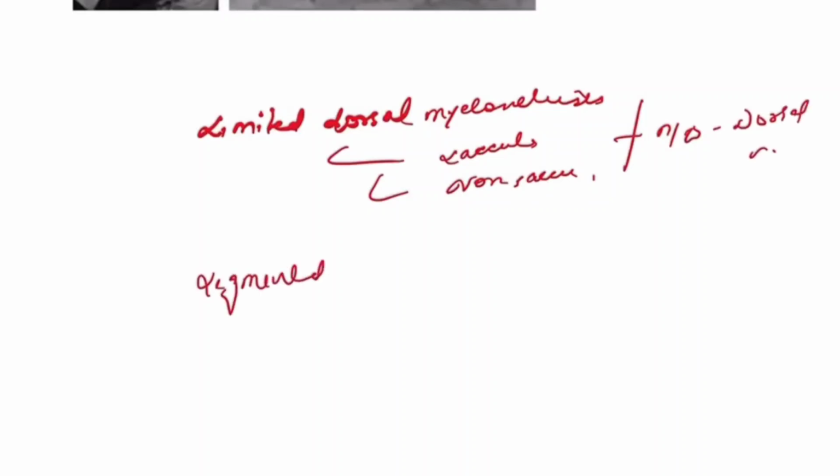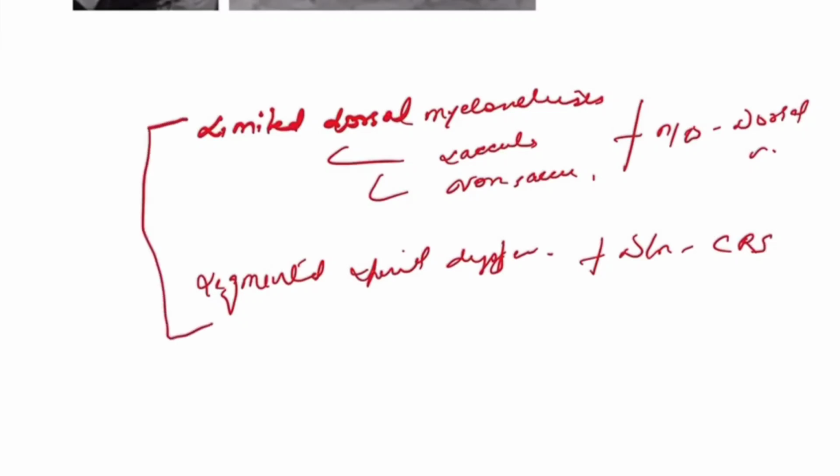Okay, and another is segmental spinal dysgenesis. So what happens there? There is localized agenesis or dysgenesis of the spinal cord and the spine. Okay, and the close differential is caudal regression syndrome. I want you to study these topics by yourself. Okay, if you have any doubt, let me know. I'll teach them in separate sections.